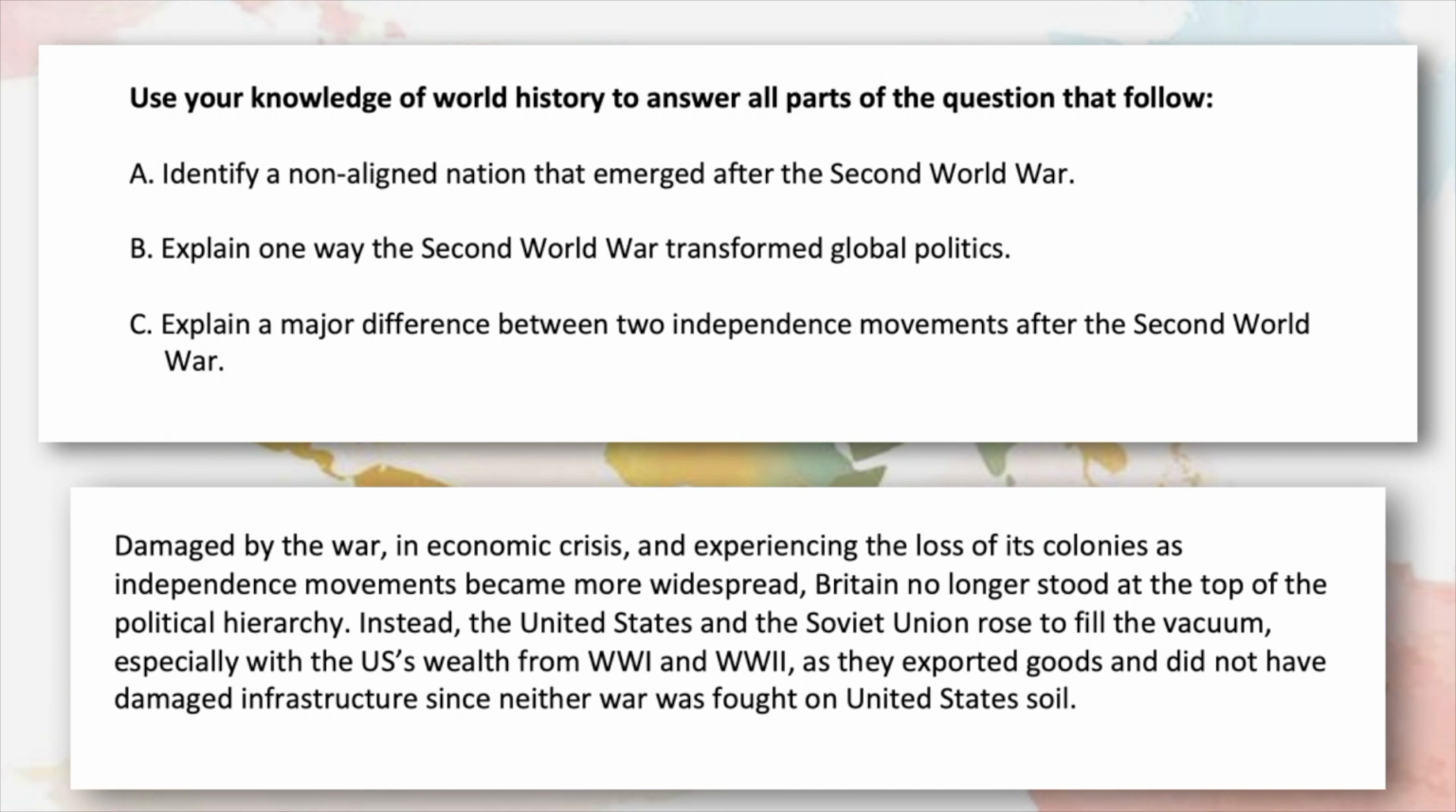Damaged by the war, in economic crisis and experiencing the loss of its colonies as independence movements became more widespread, Britain no longer stood at the top of the political hierarchy. Instead, the United States and the Soviet Union rose to fill the vacuum, especially with the U.S.'s wealth from World War I and World War II, as they exported goods and did not have damaged infrastructure since neither war was fought on U.S. soil. You know, there are many things in here that would have earned the point by themselves. Any connection to the war in a cause and effect way that explains the transformation of global politics would get the point here. This is an extremely well-written, thorough answer.